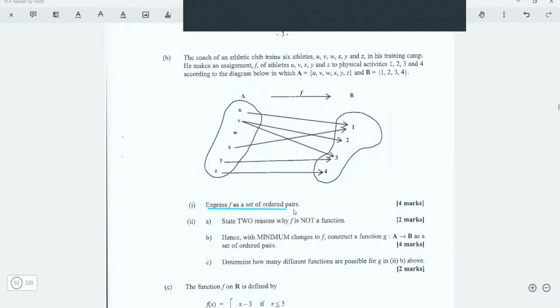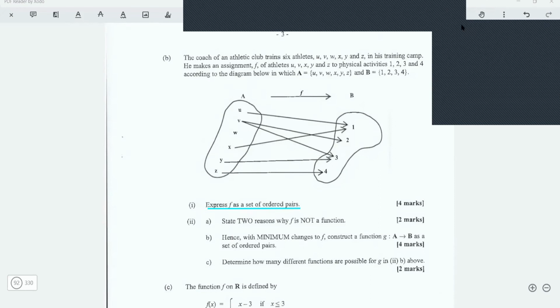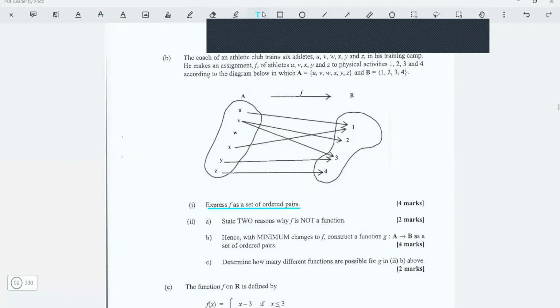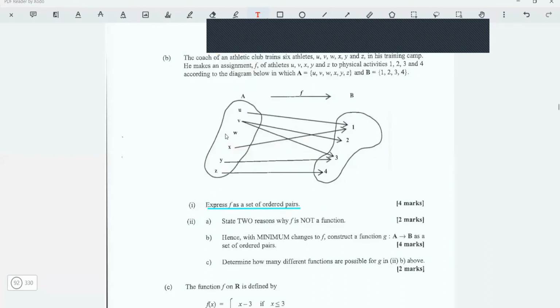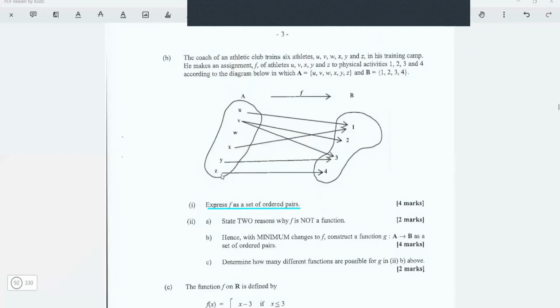Express it as ordered pairs. Now, ordered pairs mean that you put it in a set, pretty much. So that's what we're going to do here. Let's put it in a set. Now, look at this. It says a coach of an athletic club trains 6 athletes, U to Z, in his training camp, and they get assigned to activities 1, 2, 3, and 4.